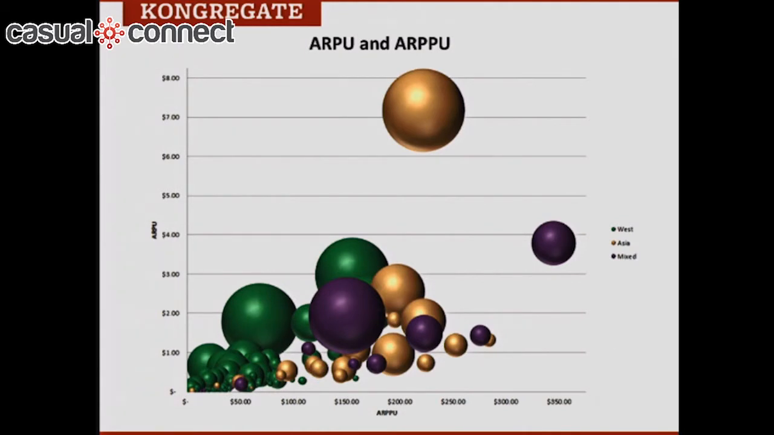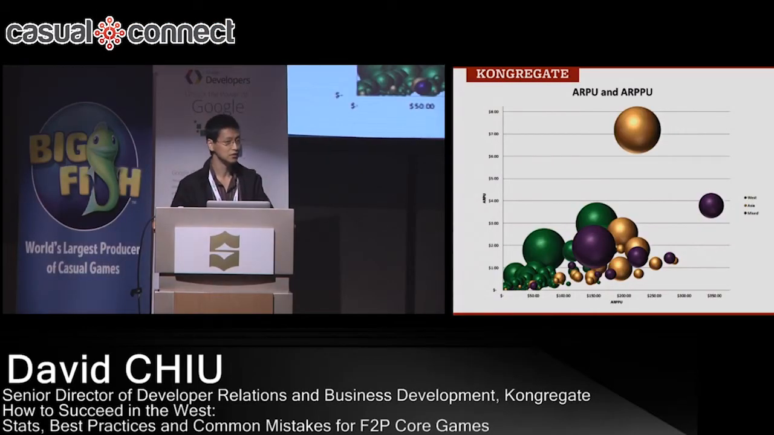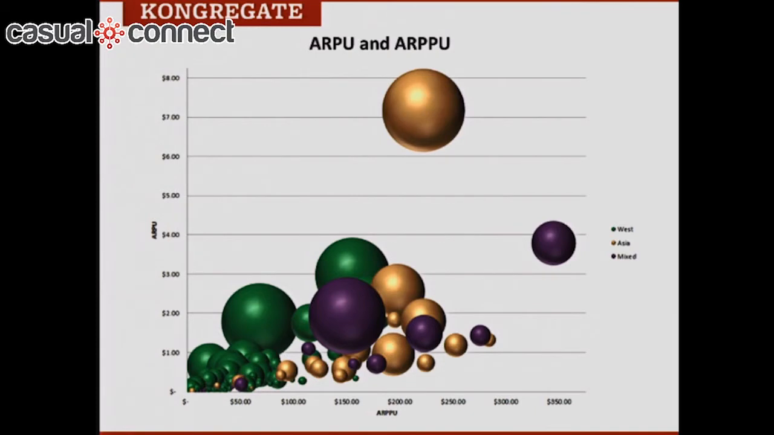The size of the bubble represents the amount of revenue. The y-axis is average revenue per user. The x-axis is average revenue per paying user. You can see that there is a very big range here. ARPU can go from 0 all the way up to $8. In fact, the $8 game is now more like $10. And ARPPU can go from $0 all the way up to $350. And in fact, that game is now over $500. And there's a cluster of games in the bottom right that's mostly single-player games.